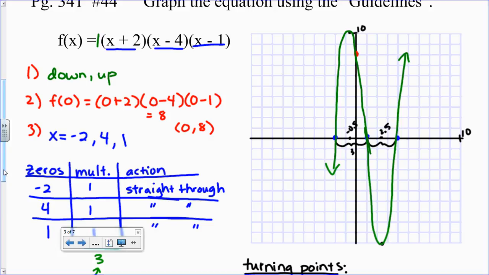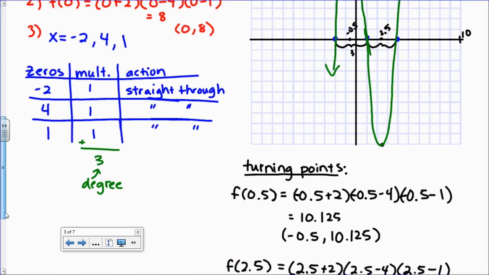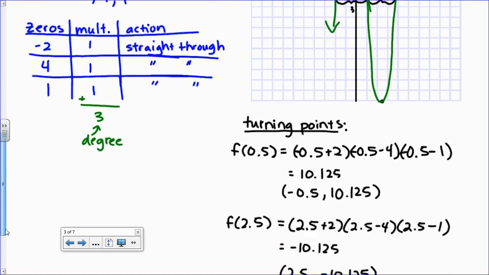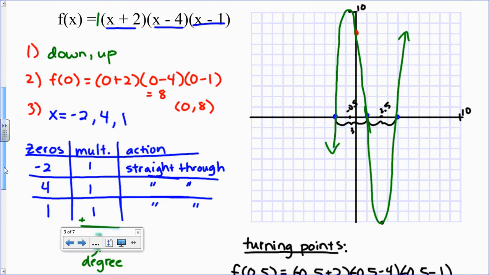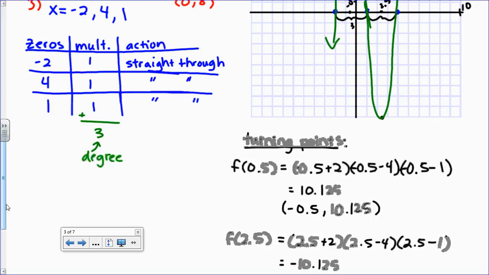Questions about that? What about any questions about the turning points? So halfway between your zeros, that's what you'll plug in for x. You only have to do it if it specifically asks you for them. They're not technically really a part of these guidelines. Okay? All right, let's do another one.